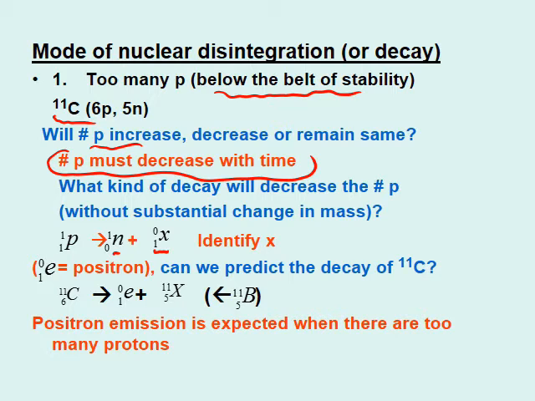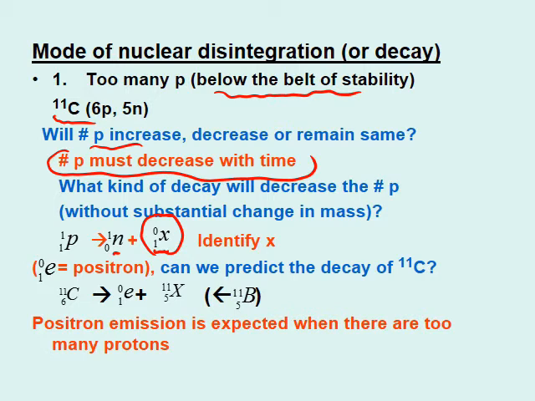So let's identify now X. It has 1 positive charge, but no mass, and that's a positron. When you say no mass, it's a pretty small mass, so for practical purposes we ignore that mass, which would be the mass of an electron. To be more accurate, it's 1 over 1837 the mass of a proton or a neutron.